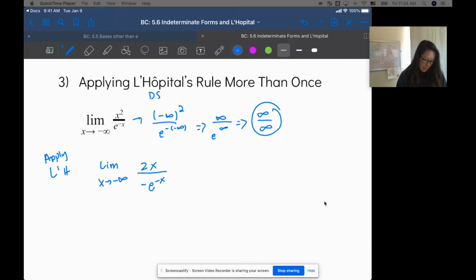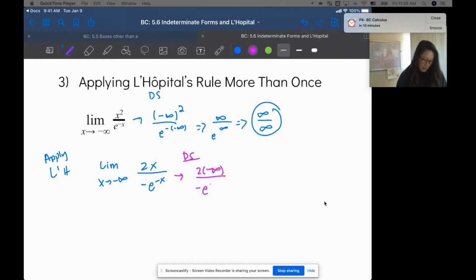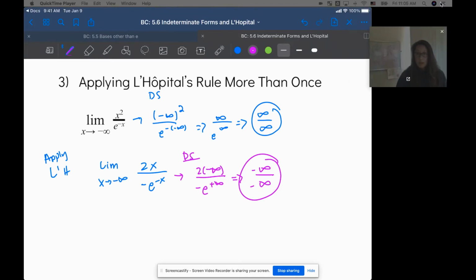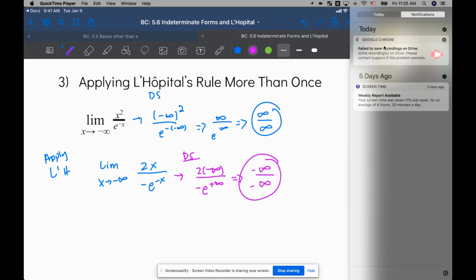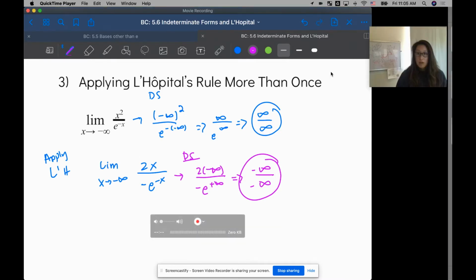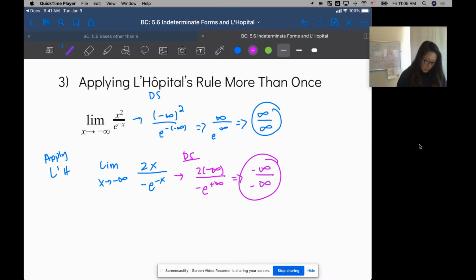And then I am going to direct substitute. So I get 2 times negative infinity over negative e to the positive infinity. So again, I end up with infinity, basically negative infinity over negative infinity. Eek, that's an indeterminate form. Okay, let us turn off our notifications. Let's try that. Okay, and then we apply L'Hopital again.